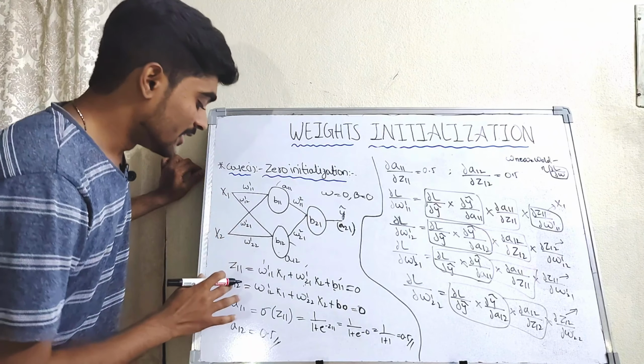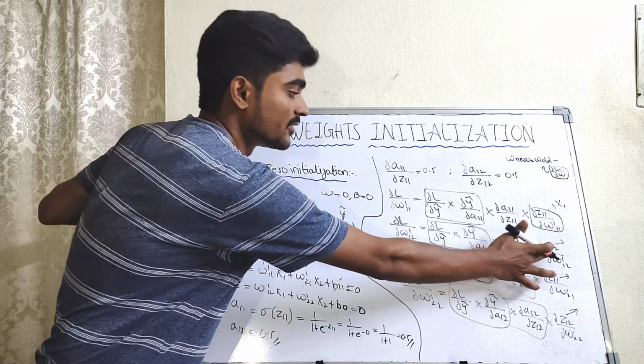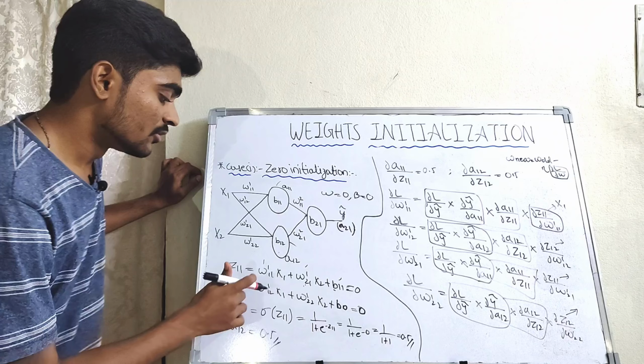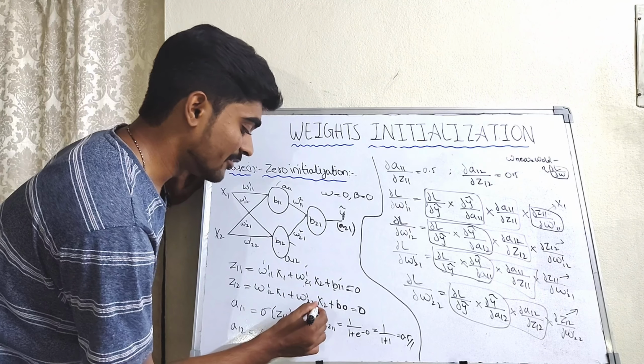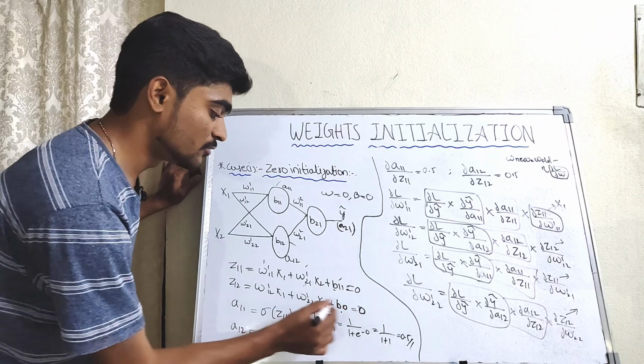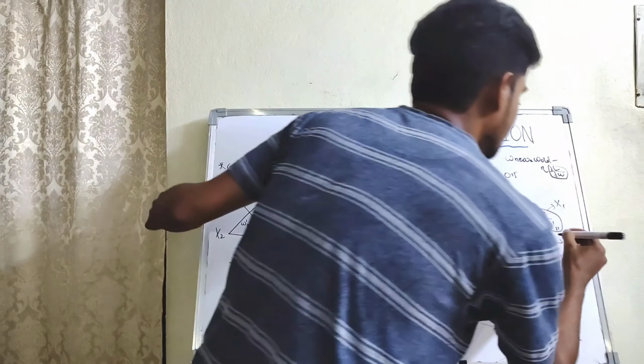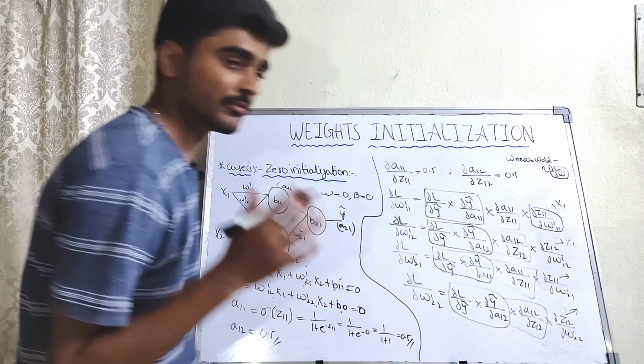Now let's take z12, and I'm finding the partial derivative with respect to w112. So this entire part will be 0 and this part will be 0. These both terms will be 0, and I'll be left with x1.